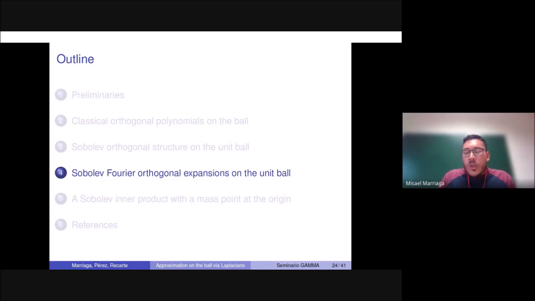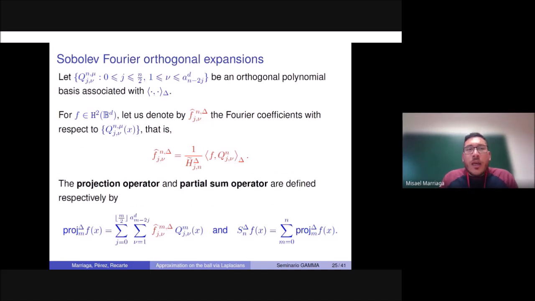All right, so once we have constructed the basis and acquired some understanding about the basis, we go ahead and try to study the approximation properties of this basis. So first, we define the Fourier coefficients in the standard way, just like this. Instead of having here a parameter like in the classical case, here I have a delta to denote that this is the Fourier coefficient with respect to the Sobolev basis. Okay, and then I can define the projection and the partial sum operators in the same way as in the classical basis.